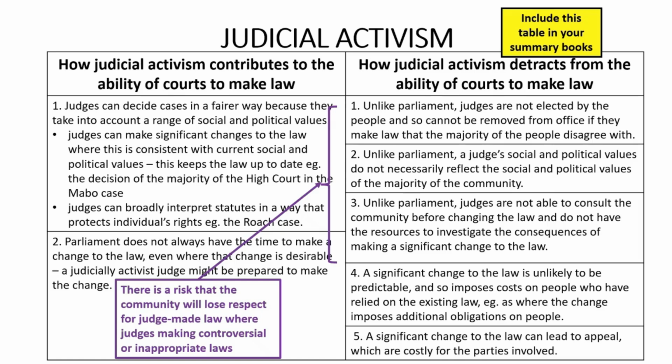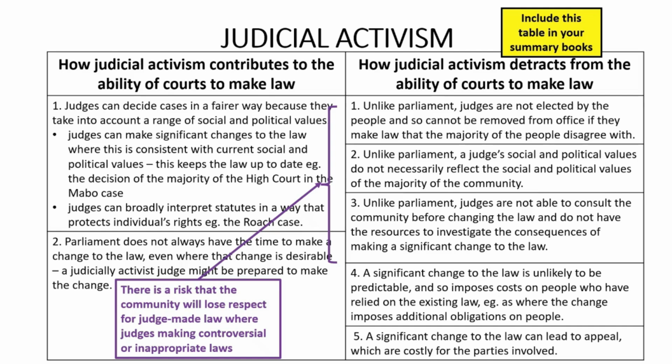Second, unlike Parliament, a judge's social and political values do not necessarily reflect the social and political values of the community. As you know, Australia's parliamentary system is based on representative government, which means that the members of Parliament are elected by the people and so should make laws that reflect the views and values of the community. If they don't, then they're at risk of being voted out at the next election. However, a judge is just one person, and there's no guarantee that a particular judge's social and political values will reflect those of the community.